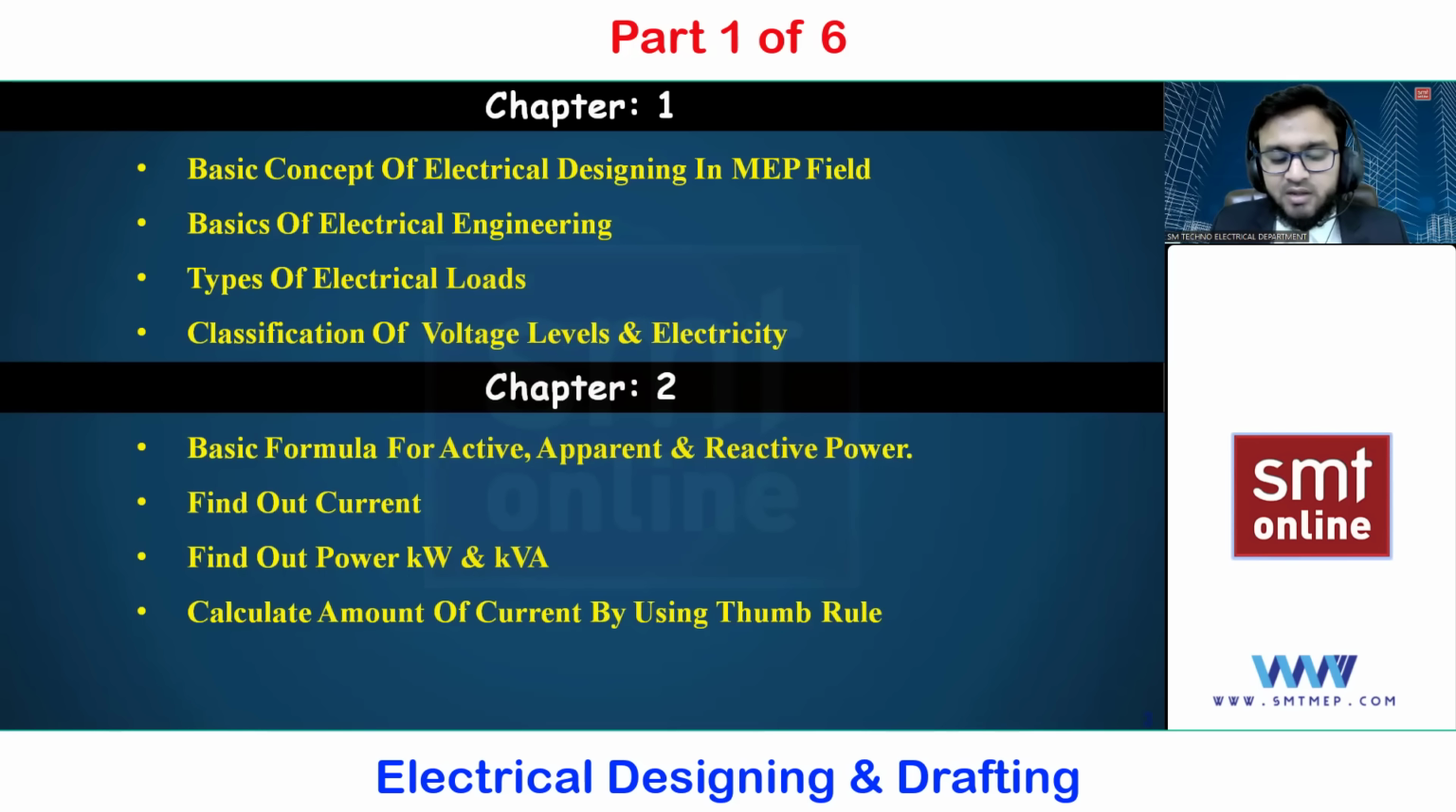Next, talking about calculation of current by using the thumb rule. Remember that in the complete course, we are going to work with general calculations as well as thumb rule calculations. General calculation means following the literature and the manufacturing data, whereas thumb rule is nothing but a shortcut method to crack interviews, I can say, or for quick answers.